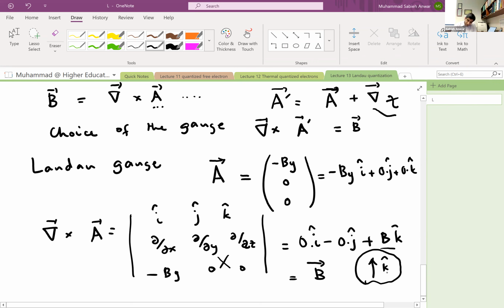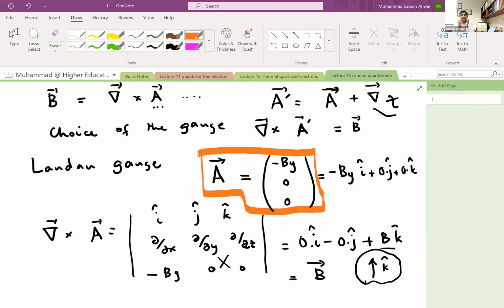So if I choose this vector potential in this form, it will indeed recover the correct B. Now B is something physical, B is something measurable. So this choice of gauge works. So let's proceed with this choice of gauge. We can choose other gauges, by the way, as well. For example, we can have 0i plus Bxj plus 0k. We can also have symmetric gauges, which are called Coulomb gauges. But let's stick with this choice of gauge and proceed.